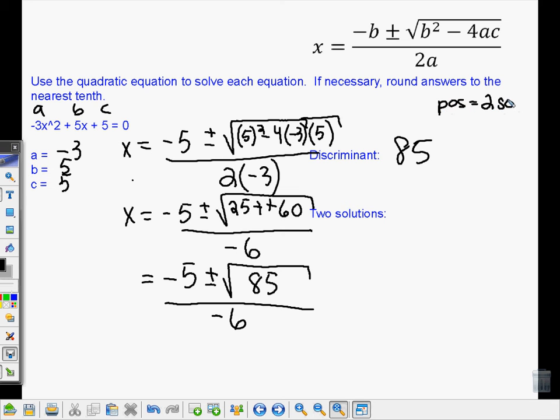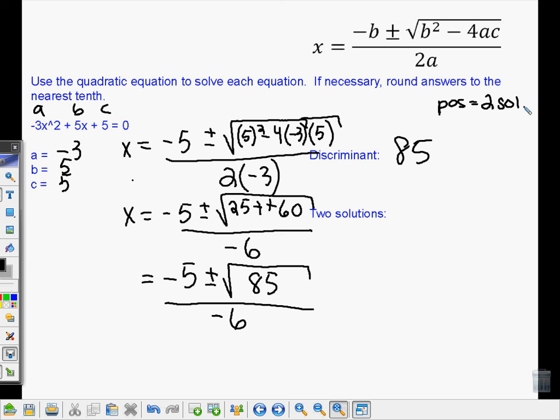So we should have 2 real solutions. If you got to this part and it was negative, so there's no solutions, you could just stop because you know that you don't get a real solution. Well, you'll still get a solution, but it will still have square roots in it, okay?